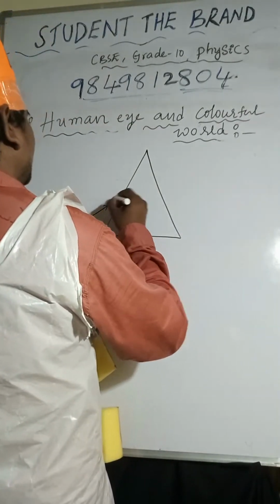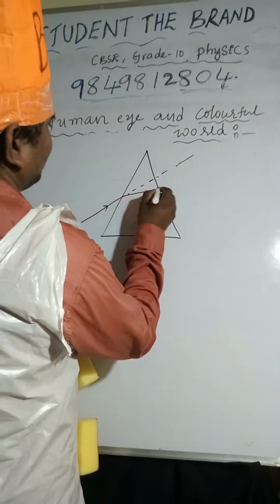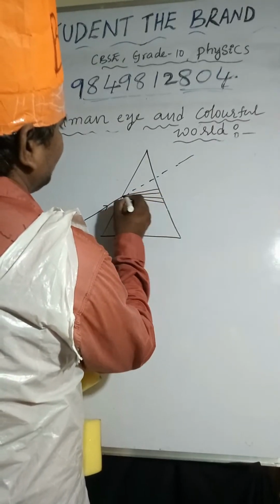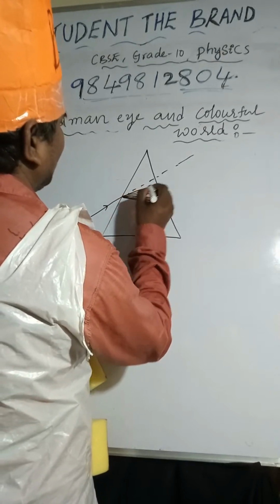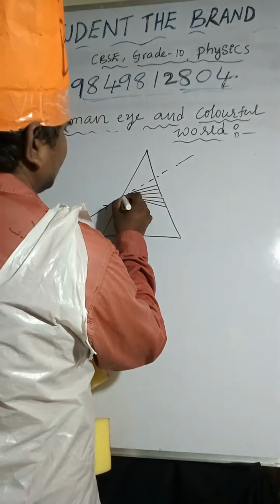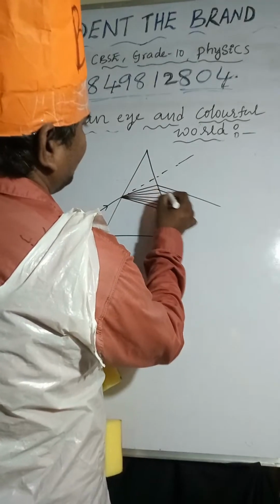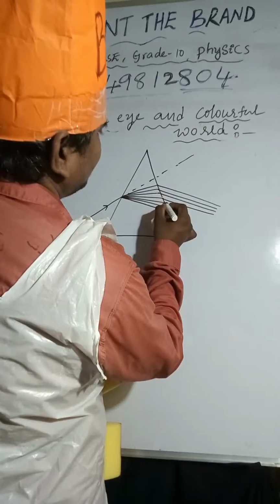This is the initial direction of the incident ray. Below that, refraction should take place. The splitting of white light into 7 constituent colors is known as 1, 2, 3, 4, 5, 6 and 7. Those 7 colors form like a band on the screen. That band is called a spectrum.